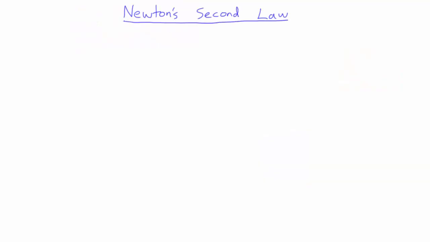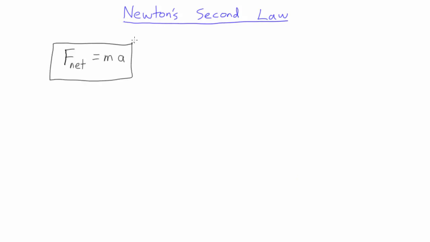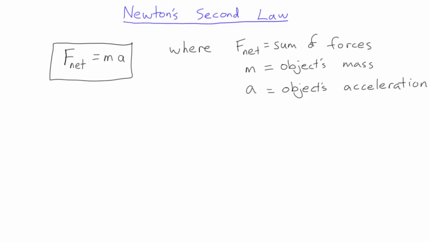Newton's second law tells us that the net force acting on an object is equal to its mass times its acceleration. The net force means the sum of all the forces acting on an object. Newton's first law that we've spoken about is really just a special case of this second law. If the net force is zero, then the acceleration is zero, and an object will remain at rest or moving with constant velocity.